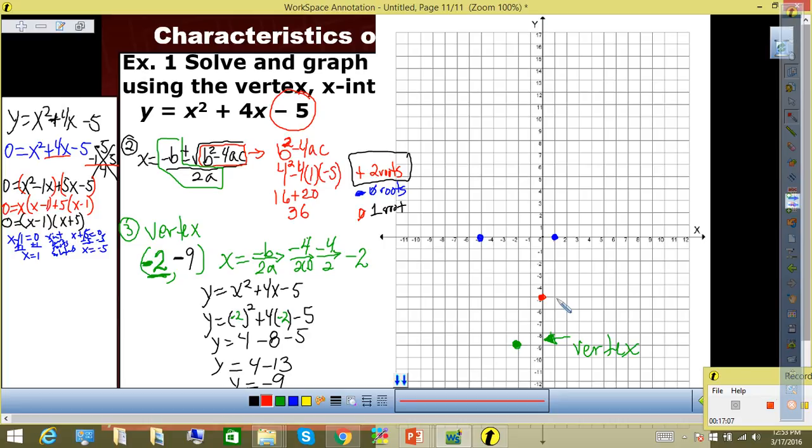So her eyes will be the same distance. Her ears will be the same distance. If she has a lump here, guess what? She's going to have a lump over here and stuff like that. So, same thing with the parabola.